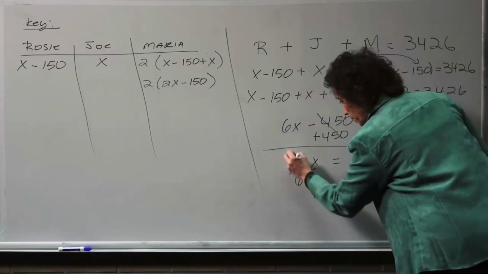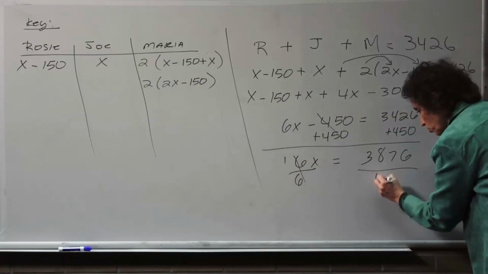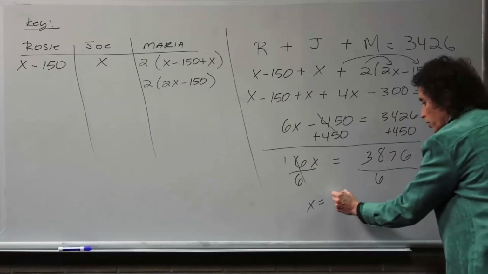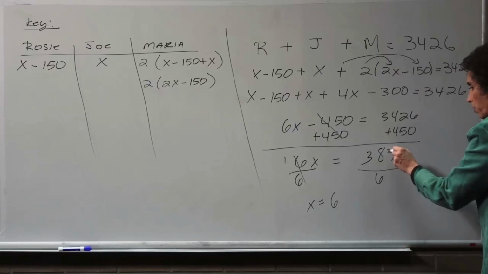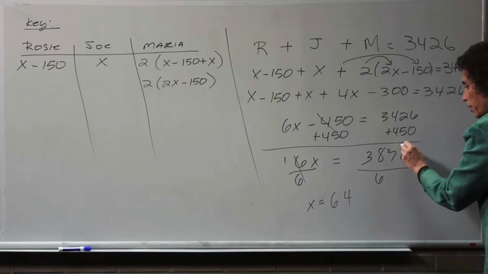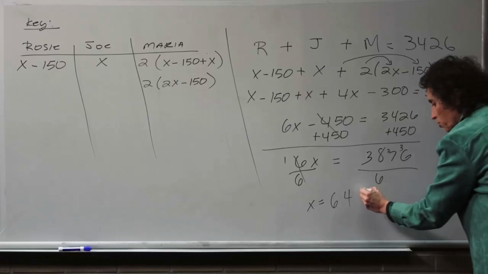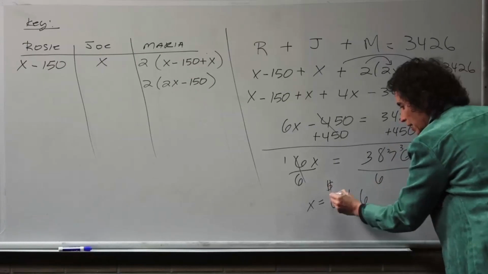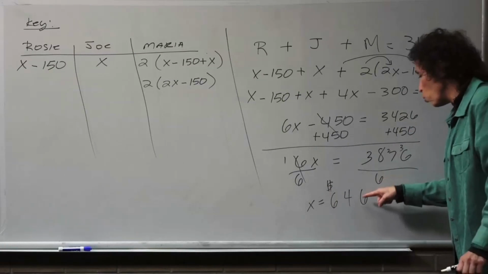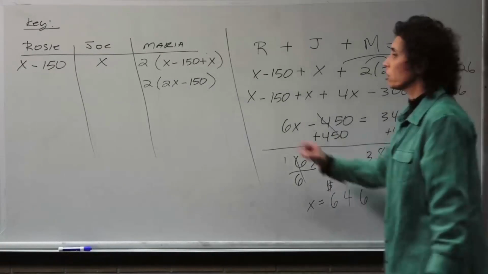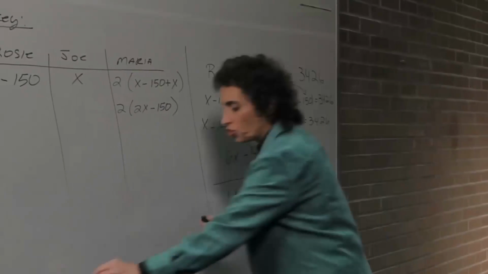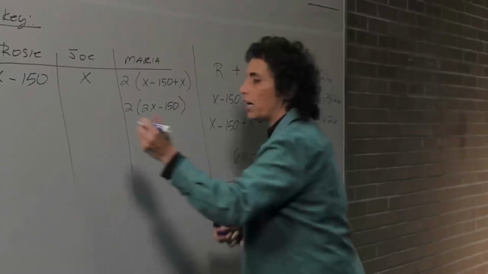Okay, let's divide by 6. X equals 6 into 38 goes 6 times, remainder of 2. 6 into 27 goes 4 times, remainder of 3. 6 into 36 goes exactly 6 times. So X is $646. Well, who is X? X is Joe. Joe has saved up $646.